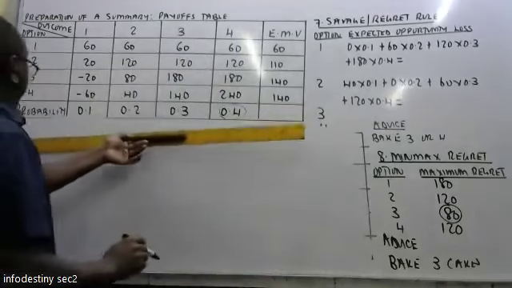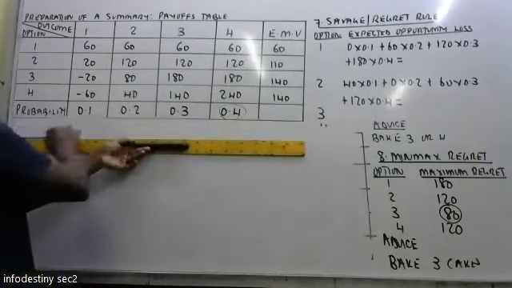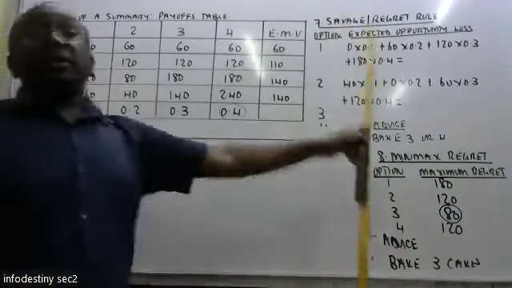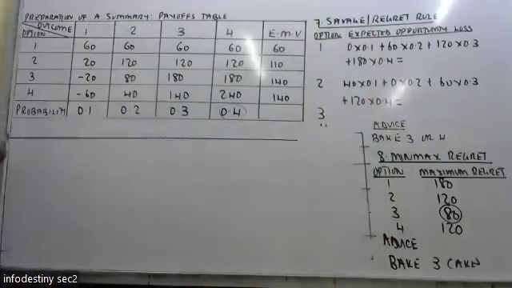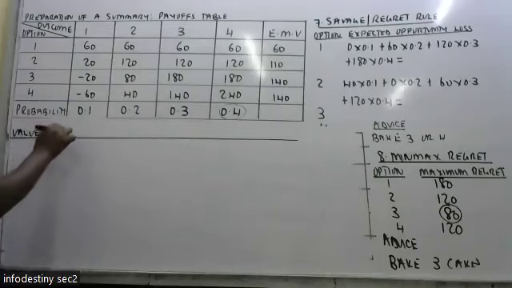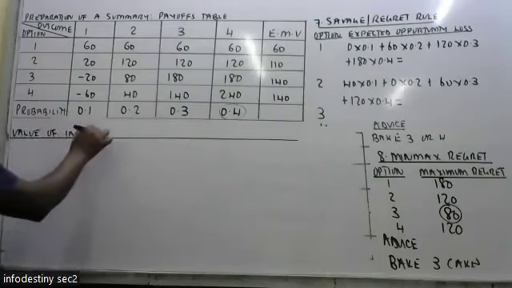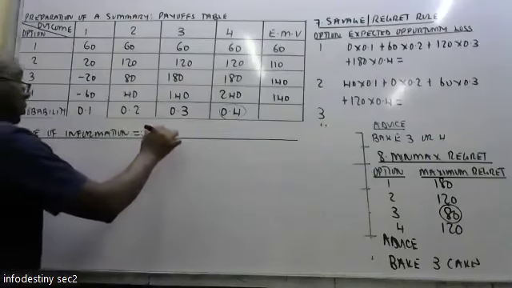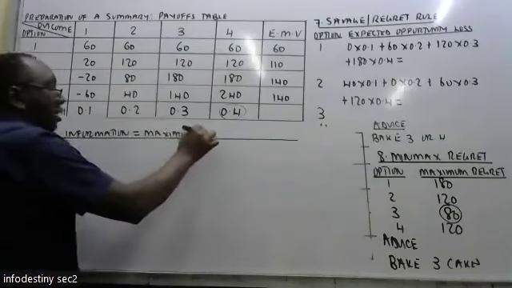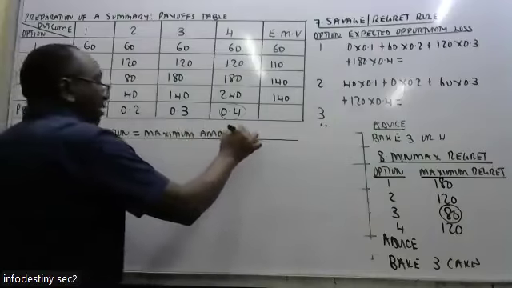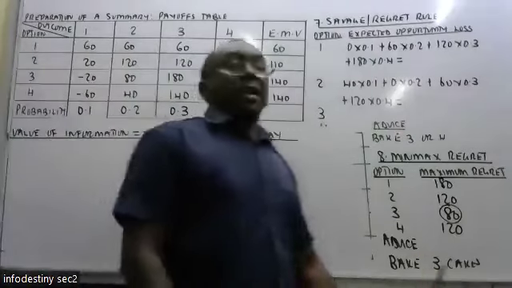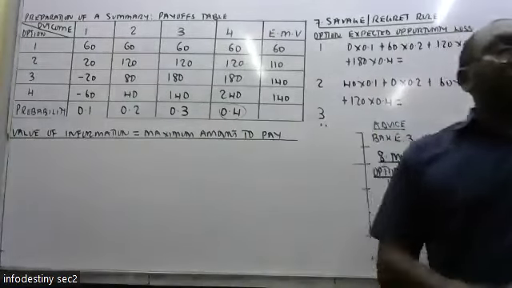The next one that we need to compute is not a rule. So those are the 8 rules that we have. Now there is something else we call value of information. Some people will tell you it is the maximum amount to pay. And this comes in when, for you to make a decision, you go for information.